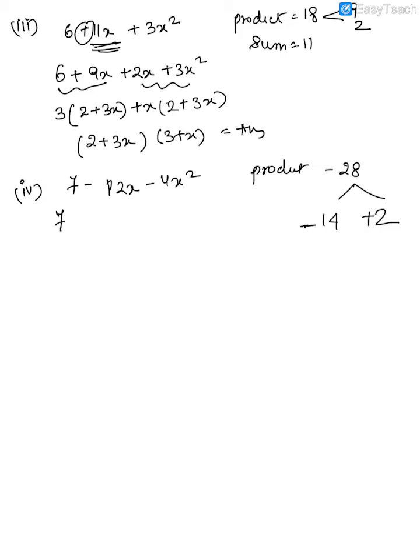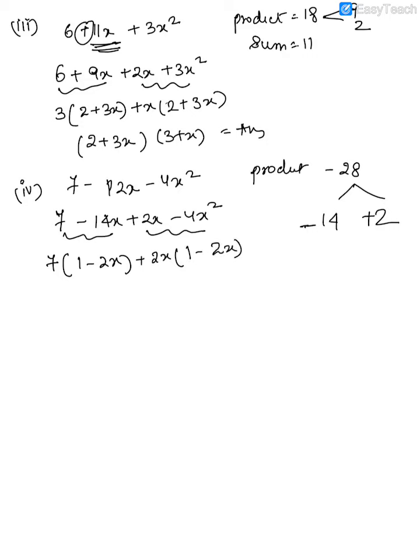Now I will split my middle term: 7 minus 14x plus 2x minus 4x square. From here I shall get 7 common, so 1 minus 2x is left. From here I can remove 2x common, so I get 1 minus 2x left. And my two brackets are 7 plus 2x and 1 minus 2x. This is my answer.